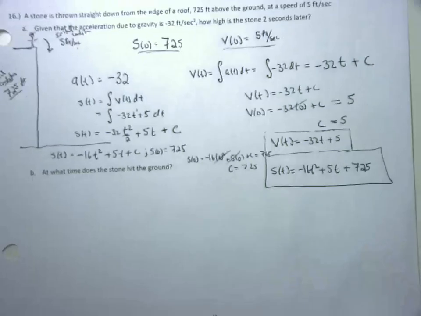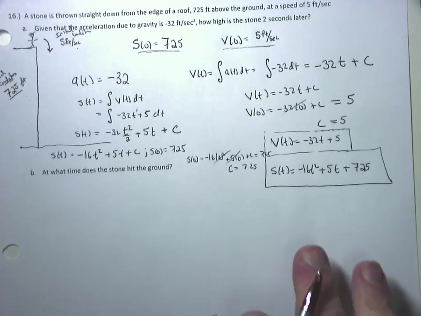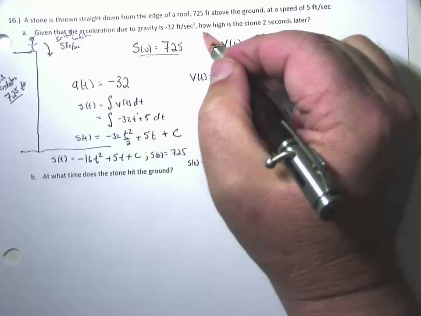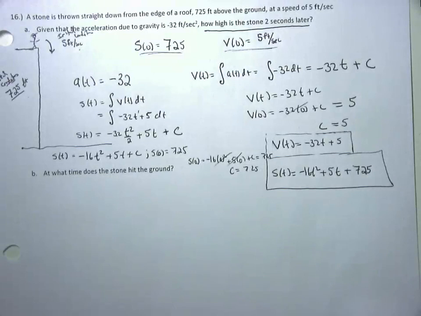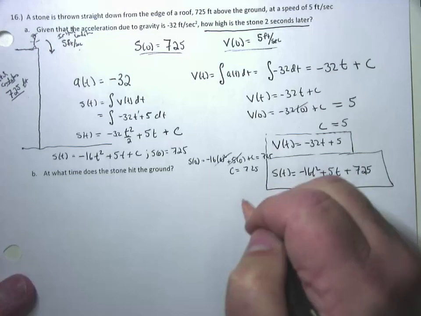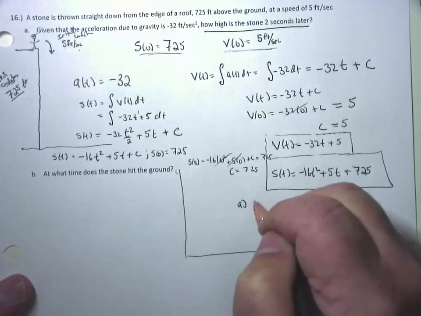All that is so I can get a formula for velocity and I can get a formula for position. Now we can go and answer the questions. Okay, what was my first question here? How high is the stone 2 seconds later? What am I after? Height is a distance or position. So for the answer for part A, even though I ran out of room down here, we want s of 2.